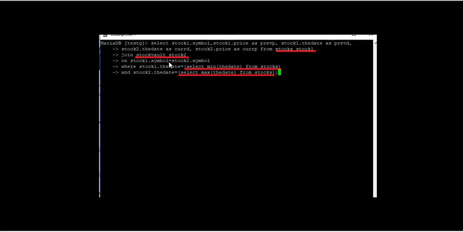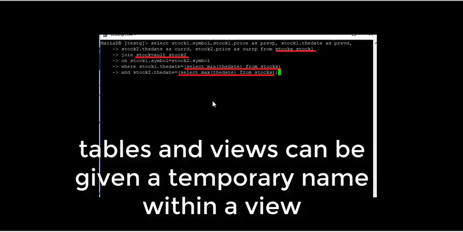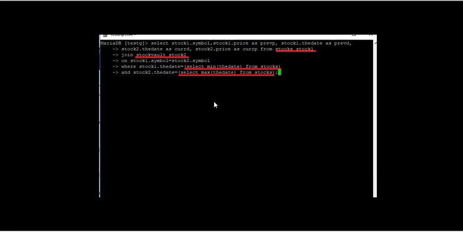On stock 1.symbol equals stock 2.symbol, where stock 1.the date equals select min the date from stocks, and stock 2.the date equals select max the date from stocks. So what I'm trying to do here is to get some information, the first date in stocks. I want to get those symbols and join them to the same symbols that are on the last date that we've got any data on.